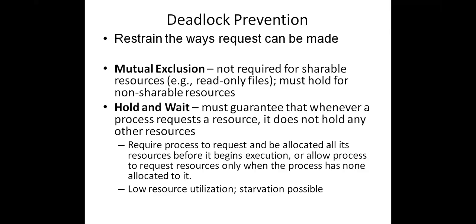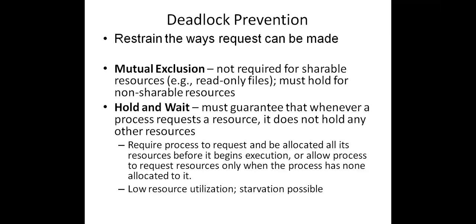And the next one is hold and wait. So what is hold and wait? The process is holding one resource and requesting another resource which was allocated to some other process. For example, P1 is holding R1 and it is waiting for the resource R2 which was allocated to P2. That is called hold and wait.